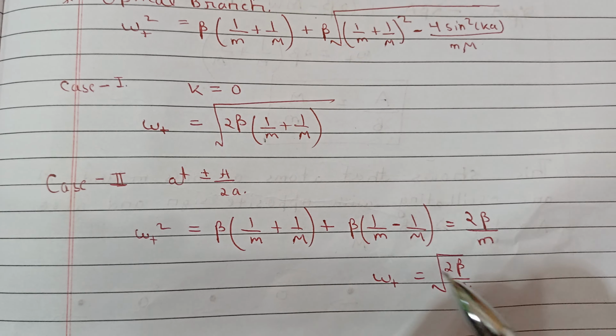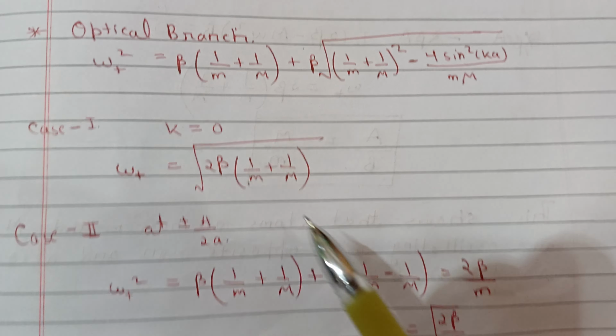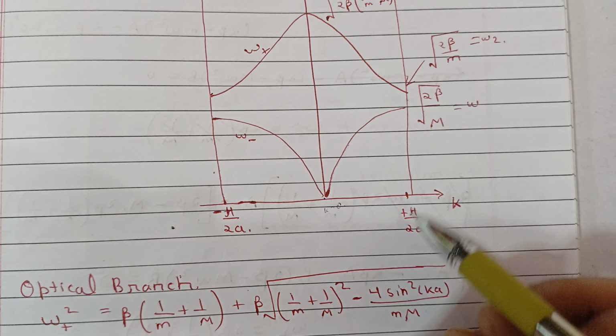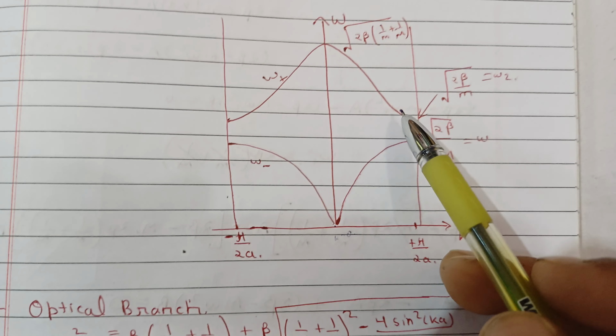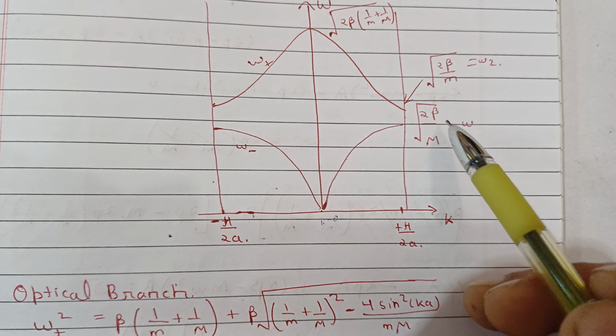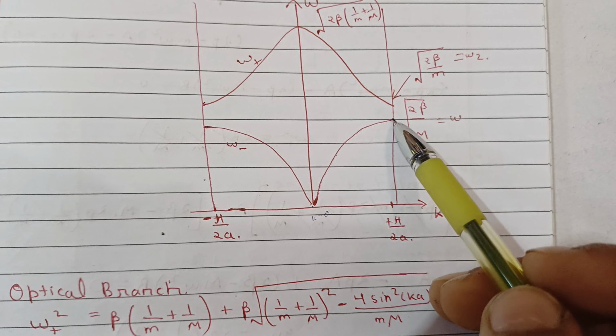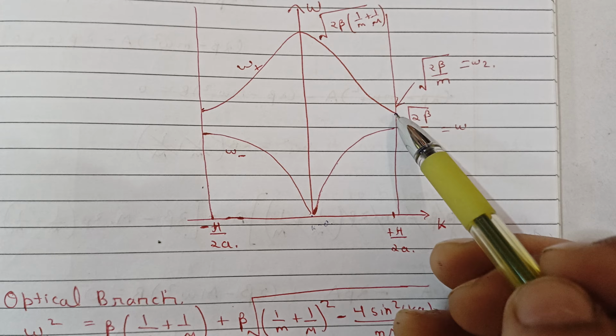So now we can represent these frequencies also in the graph. At pi by 2a we are getting the minimum frequency for the optical branch, and that is actually greater than, or you can say this is just equal, meaning we are getting it here.